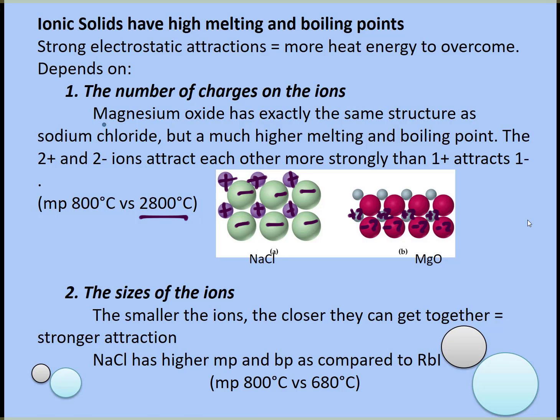You have sodium chloride having a higher melting point and boiling point as compared to rubidium iodide, and that's because it is smaller. So we have our sodium and our chlorine, and then over here we have our rubidium and our iodine, and you can see that because this one is smaller, it's going to have a higher boiling point and melting point for that matter.